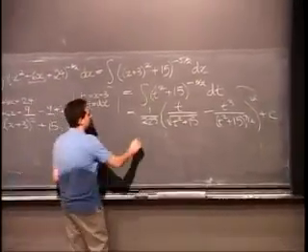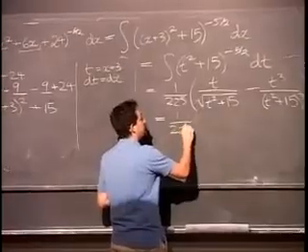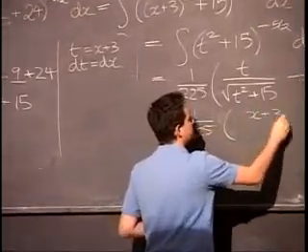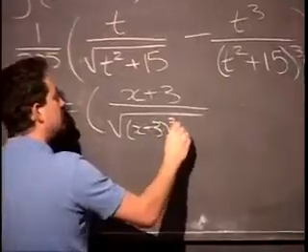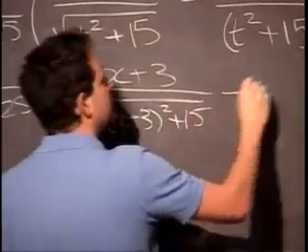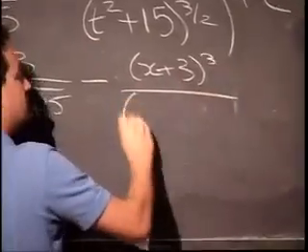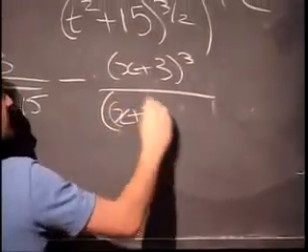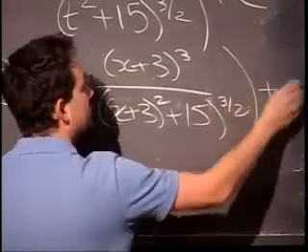Of course, now we have to get back to x land. t is x plus 3, so this will work out to be x plus 3 over square root of (x plus 3) all squared plus 15, minus (x plus 3) all cubed over ((x plus 3) all squared, again, plus 15) to the 3 halves power. And we really ought to simplify this.